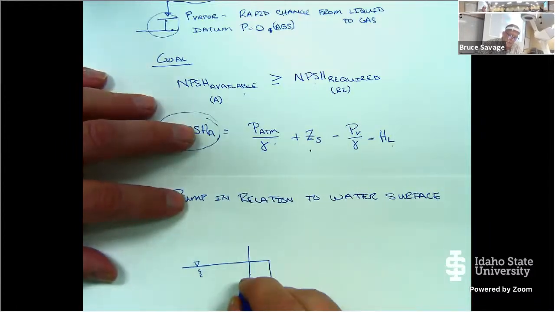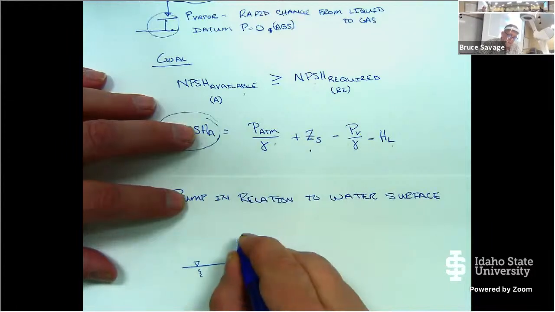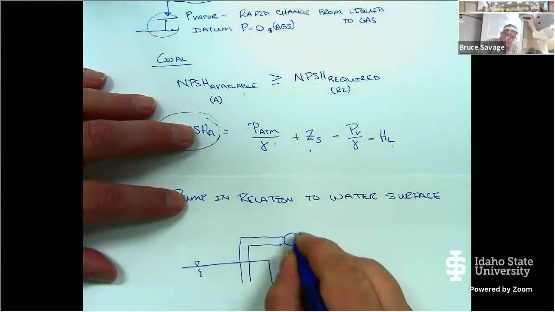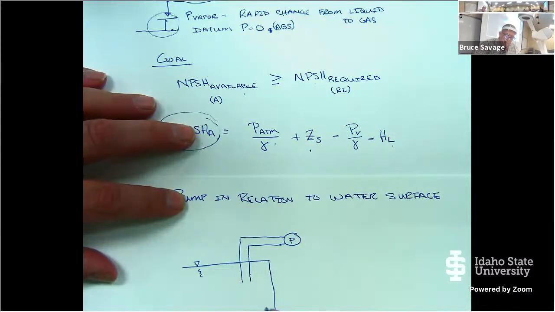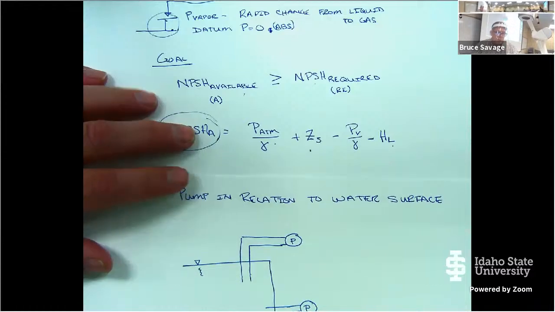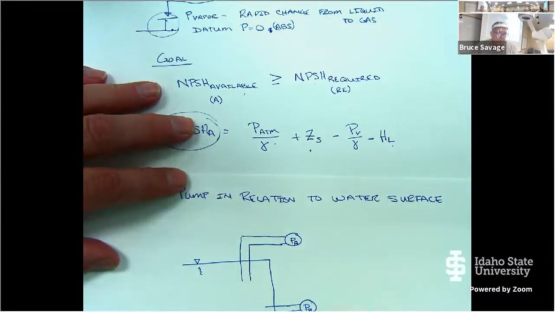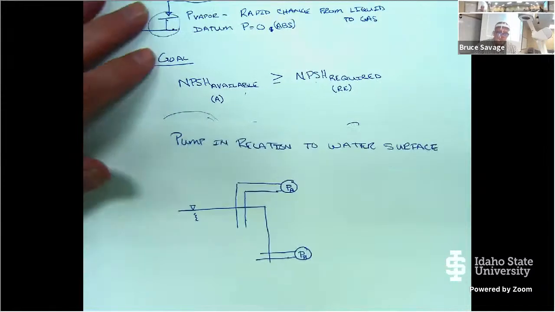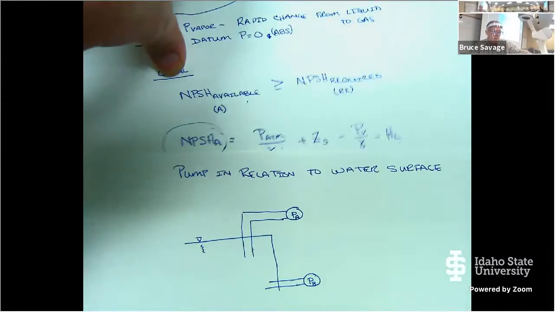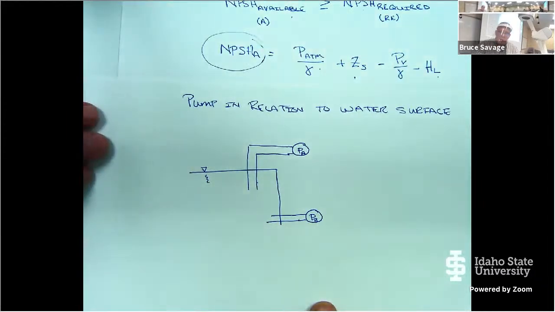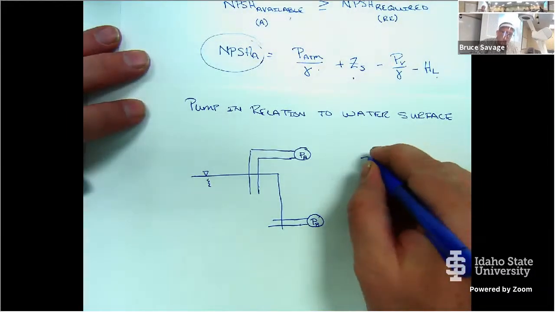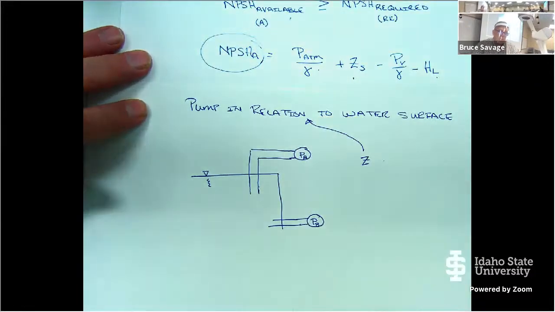So this is my tank. And I'm going to put a pump right here. I'm going to come down here on the bottom, and I'm going to put a pump over here. So pump A and pump B. So Z, this is in relation to the water surface.